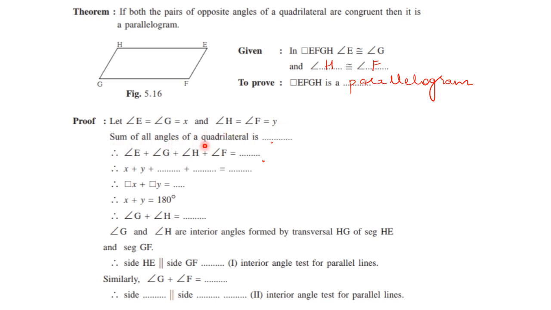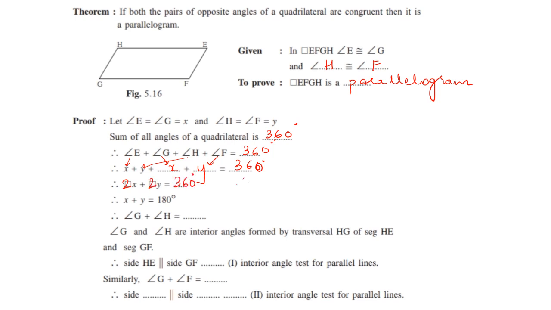The sum of all the angles of a quadrilateral is 360 degrees. So the addition of all these angles, angle E plus angle G plus angle H plus angle F, would be 360 degrees. E is taken as X and H is taken as Y. We are left with G, which is X, and F, which is Y. Therefore X plus Y plus X plus Y is equal to 360 degrees. So that is 2X plus 2Y equals 360 degrees.